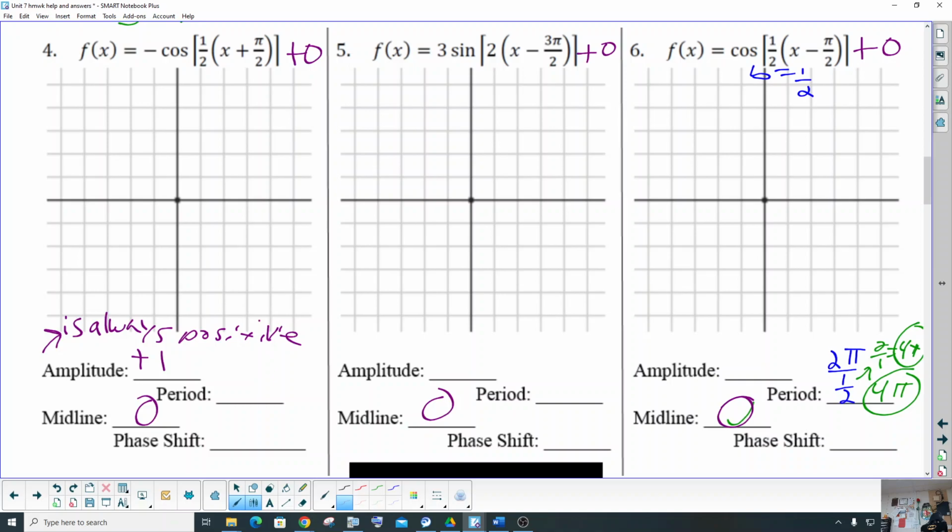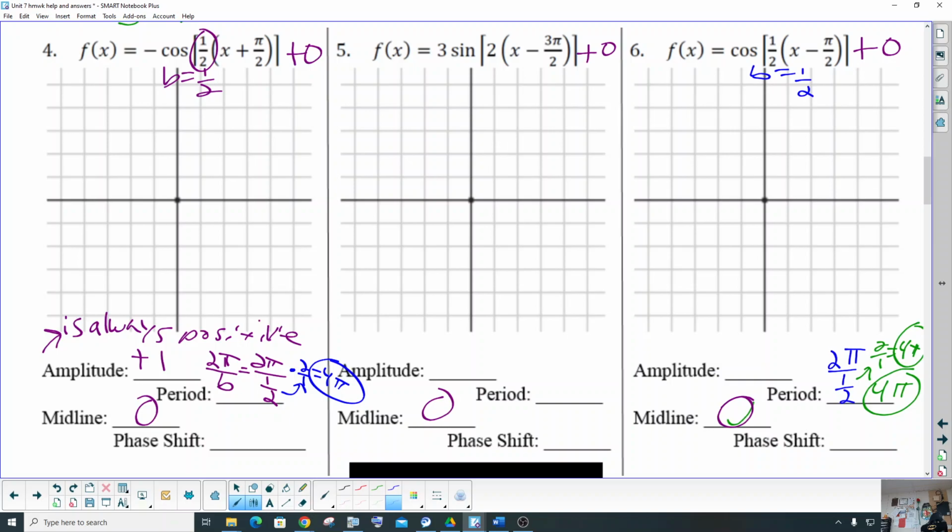Okay, what about our period for number 4, you guys? Our period, what do you think? Good, because it's 2 pi over the b value is the formula, right? And what is our b value? 1/2. It's the number next to x. That's our b value. And so 2 pi over 1/2. And then you have to keep, change, flip. So division becomes multiplication. And then we flip it 2 over 1, and we get 4 pi. Good. So our period is 4 pi.